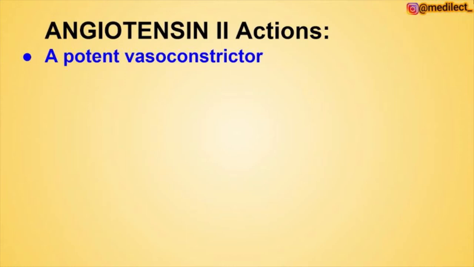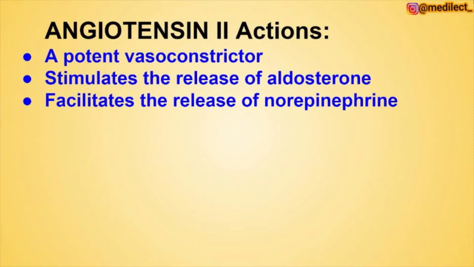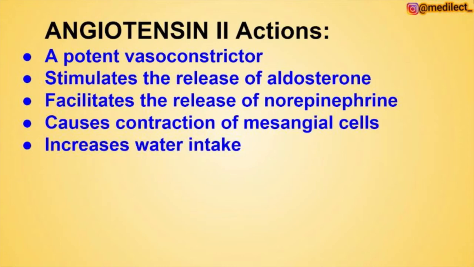Next function is it stimulates the release of aldosterone, because it acts on the adrenal cortex. Also it facilitates the release of norepinephrine from the postganglionic sympathetic ganglion. Also, it causes the contraction of the mesangial cells in the kidney, and that's why it causes decrement in the GFR, the glomerular filtration rate. They cause increment in the water intake by acting on the thirst center in the brain, and they regulate the ECF volume. So these were the actions of angiotensin 2, as angiotensin 2 is a physiologically active substance.